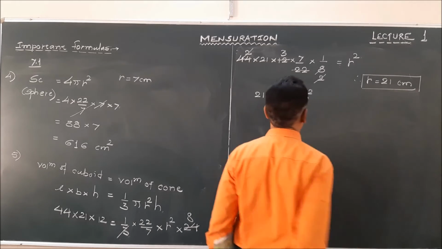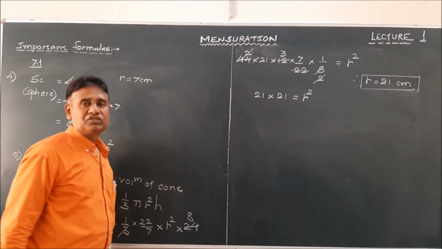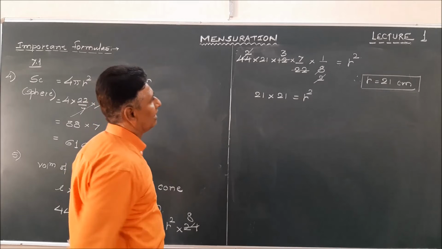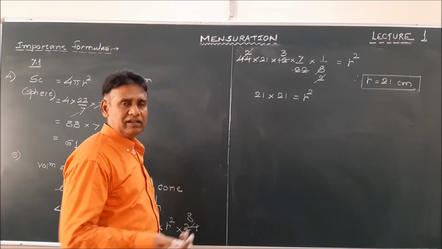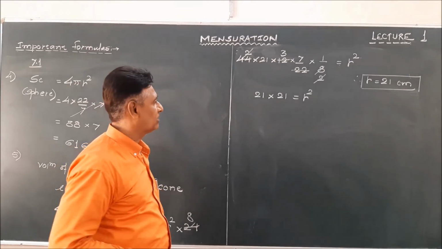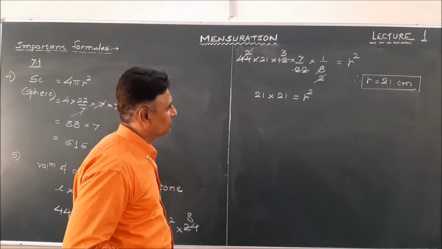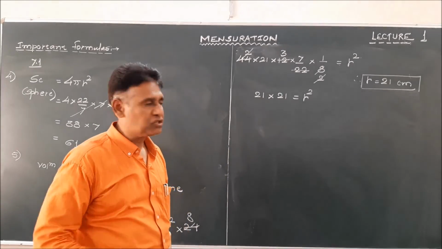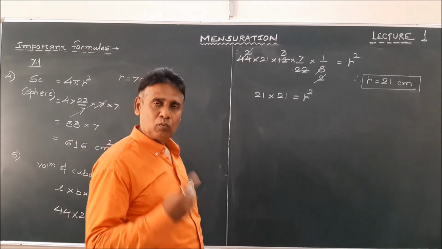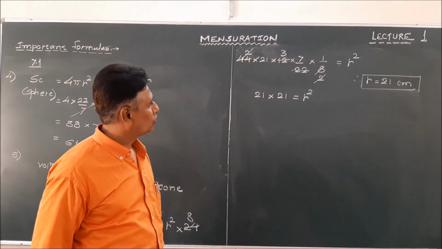Question is to find out the radius of the base of the cone. That is 21 square, which is obviously 441. Square root of that is 21, or even though we will find there is a multiplication of 21 twice. If you take the square root once, that will give you 21 centimeters.